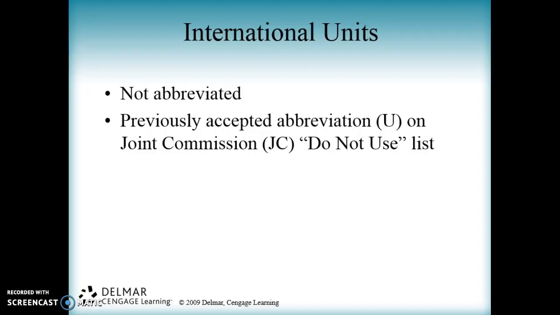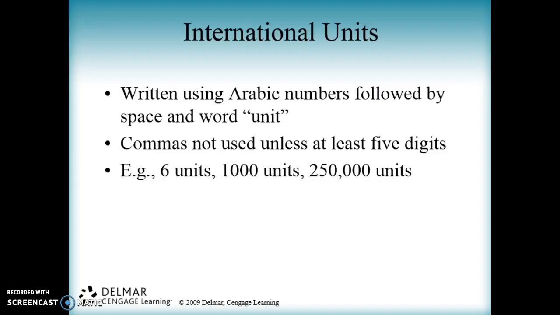We do not typically use an abbreviation. The Joint Commission has a list of abbreviations that are do not use. In other words, they're not good units or abbreviations to use because they can be easily misinterpreted, and international units is one of those. It used to be where you would see the letter U or IU, but now they don't do that at all. Instead, what they do is they use a number, so whatever the number might be, followed by the word units. We also don't use a comma unless there's more than 5 digits in the number.